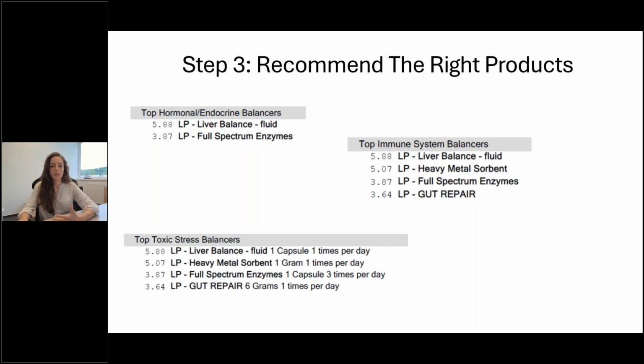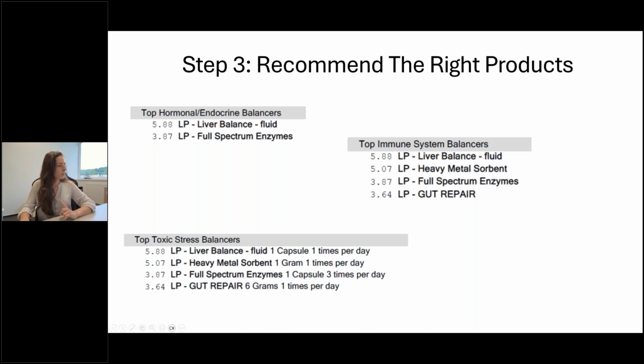So if they are on a budget, if they only want to buy 2 products, for example, you can take a look at those priority areas and see what products repeat. For me, that's the liver balance, number one, but I can also see that the full spectrum enzymes appear in all three of these priorities. So for me, that would be my number two product. It would be the liver balance and then the full spectrum enzymes. So this is step number three, to recommend the right product.